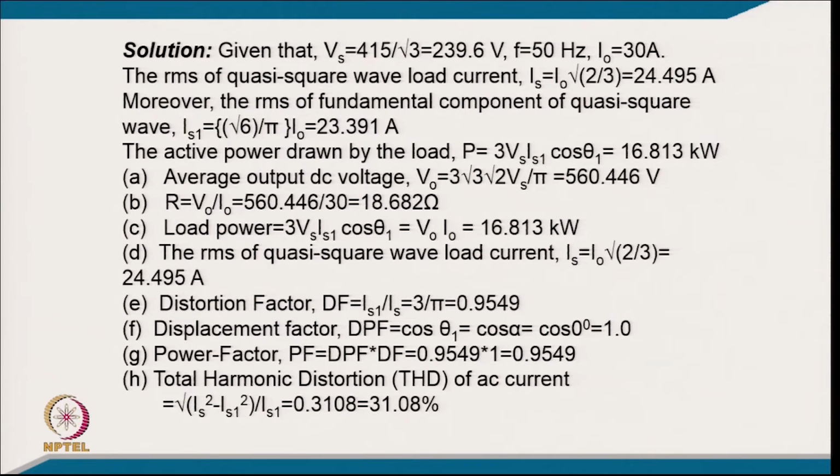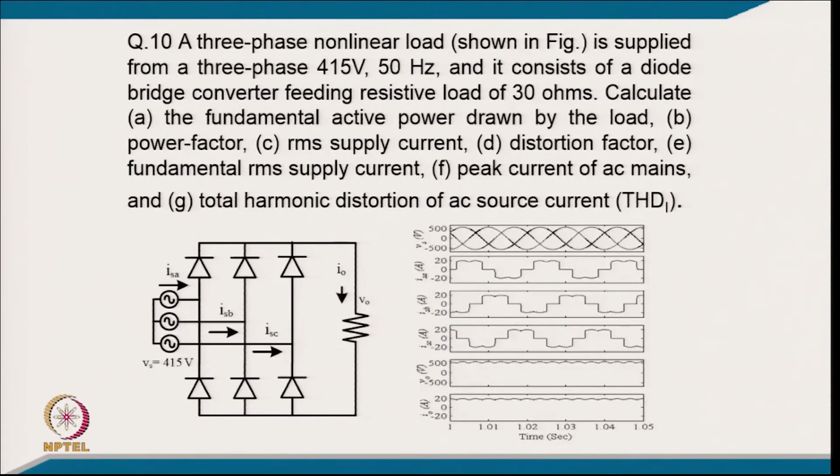And the power factor is displacement factor times distortion factor, 0.9549. And the total harmonic distortion of this current, putting the total RMS and the RMS of the fundamental, root of the square of both, divided by Is1, comes to 31.08. You can clearly see that because the notches are not there, it reduces from 48% for the square wave to 31.08% in the case of this quasi-square waveform.